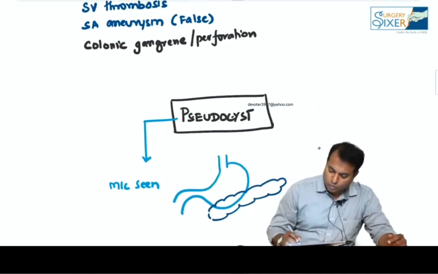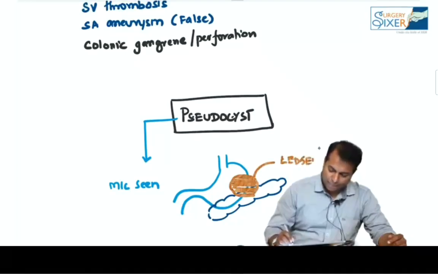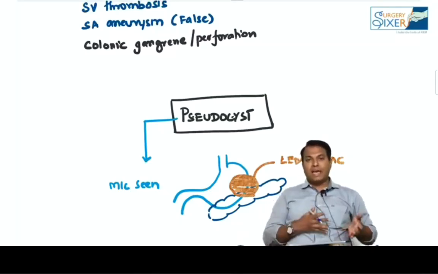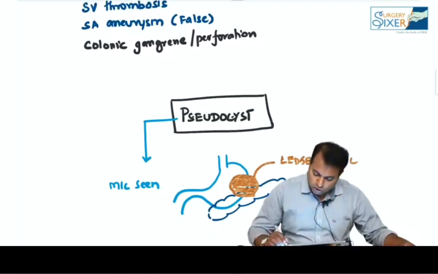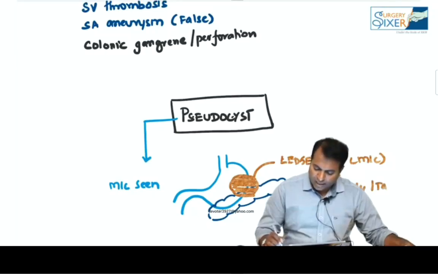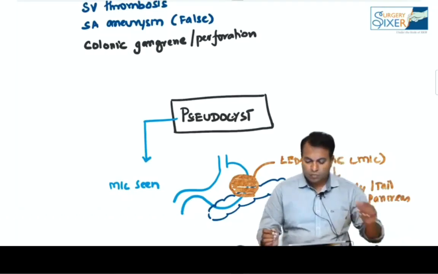So this is exactly seen posterior to the stomach, between the stomach and pancreas like this. The most common site of pseudocyst is the lesser sac, but please remember, it can happen anywhere in the abdominal cavity. It can happen in the iliac fossa, it can happen in the lumbar region. But the most common site is the lesser sac, and in the lesser sac it is most common near the body and tail of the pancreas. It is not near the head.